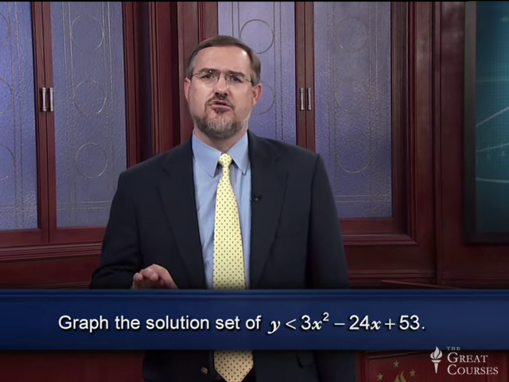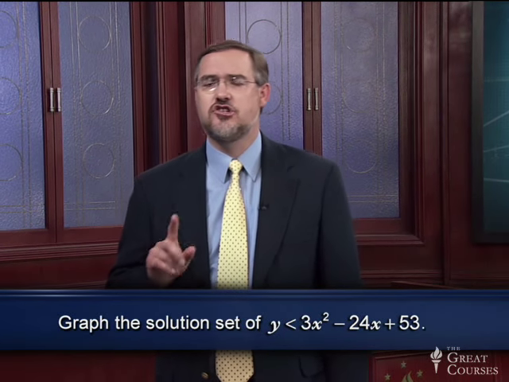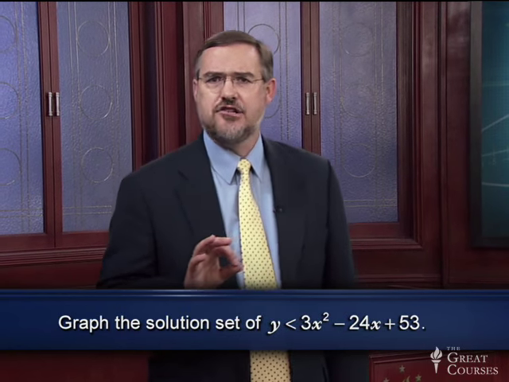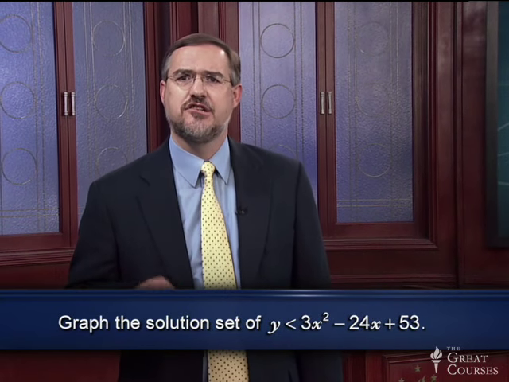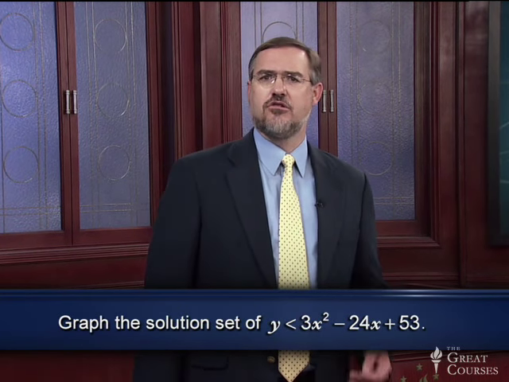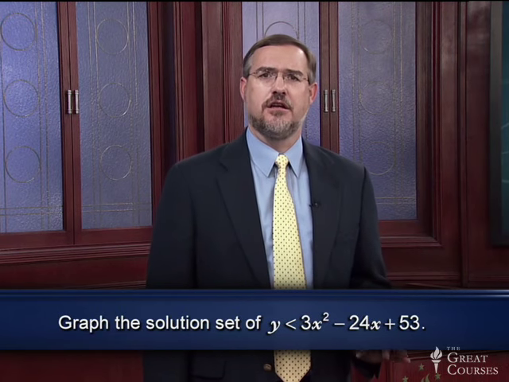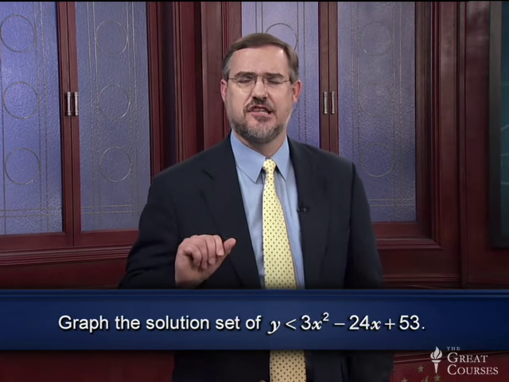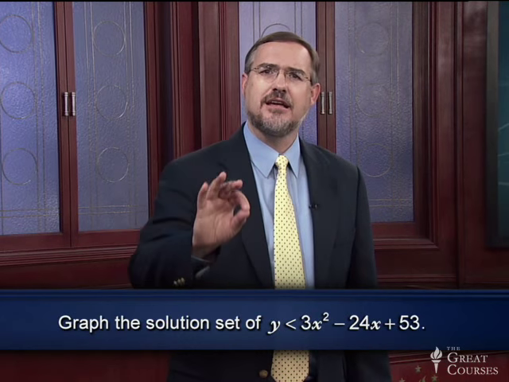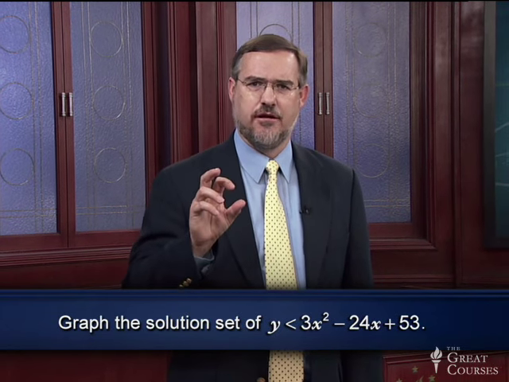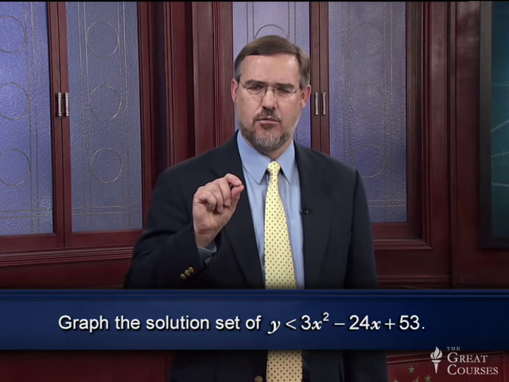So let's try to get to a second one now just to make sure we're on the right track. Let's graph the solution set of y is strictly less than 3x squared minus 24x plus 53. Now notice this is a quadratic inequality. It's definitely an inequality. I see the less than symbol. And it's a quadratic inequality because of the x squared. See that 3x squared at the beginning of the right-hand side.